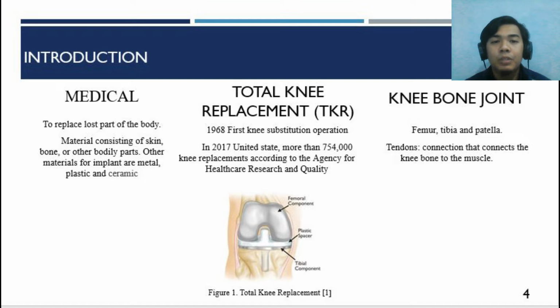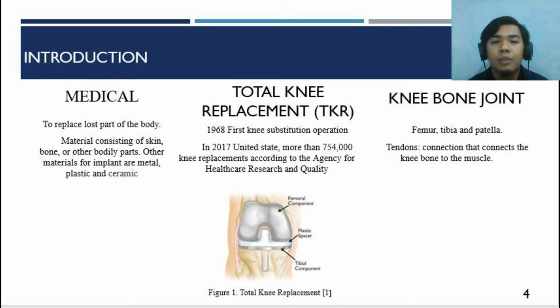Total knee replacement (TKR) is one of the greatest treatments or final options for patients who are suffering from knee problems. The first knee substitution operation was carried out in 1968. Since then, innovation and improvement in surgical material, design and technique in TKR have greatly improved. Total knee replacement is among the most successful in all of medicine.